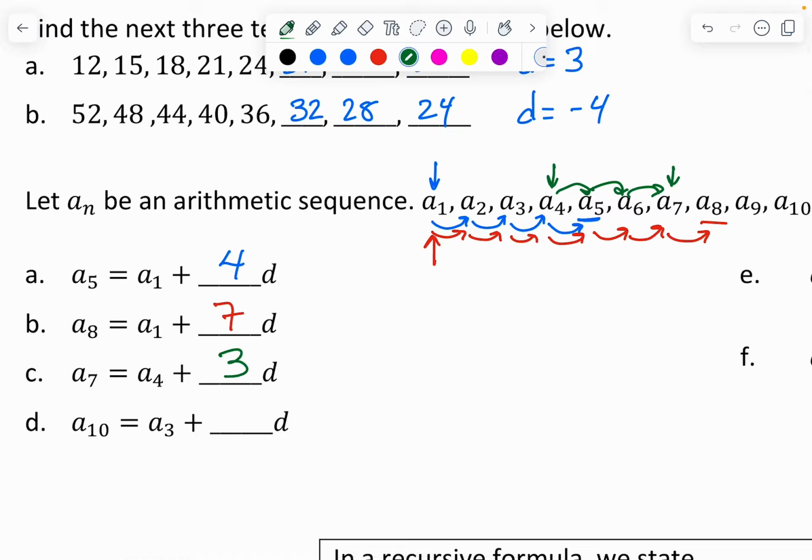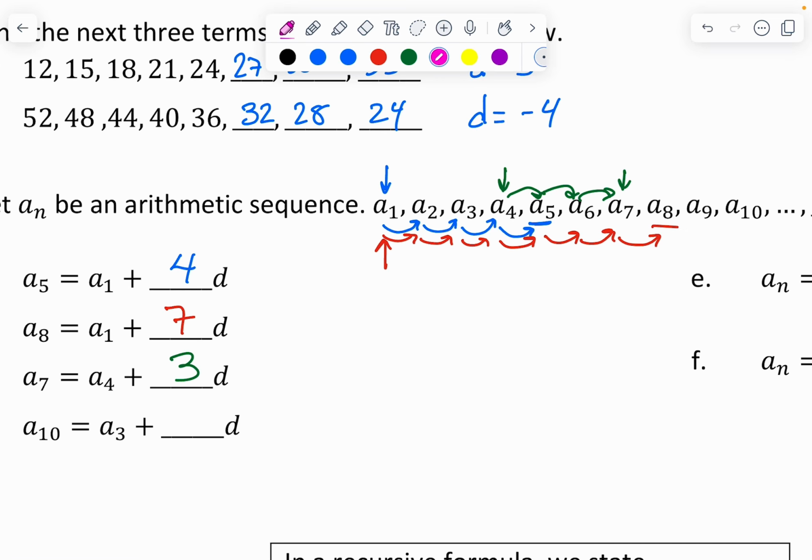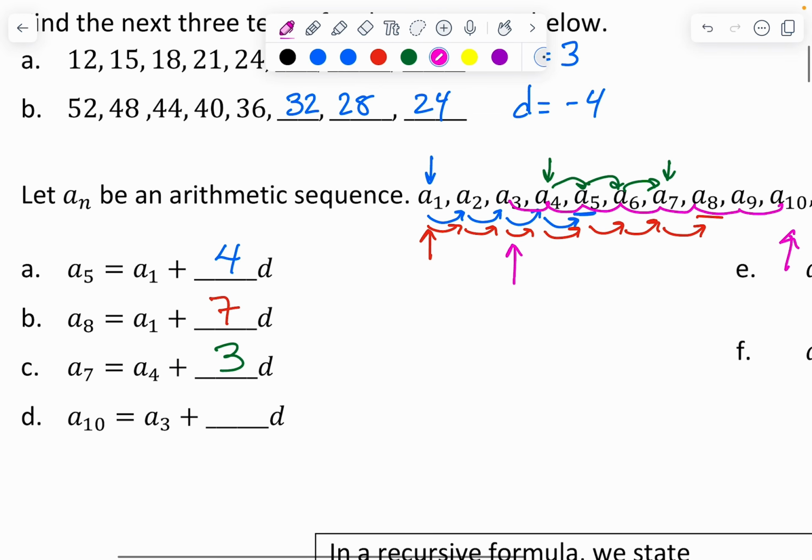Does this pattern seem to make sense? I hope it does. The next one, hopefully you notice that if I'm at the 3rd term and I want to get to the 10th term, I have to add 1, 2, 3, 4, 5, 6, 7 times that common difference. Well, what do you notice about these numbers that we're working with?